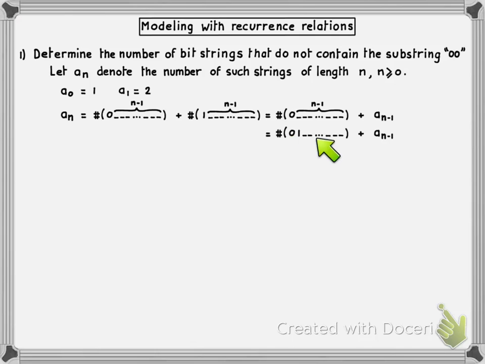And what is that number? It's the number of all strings that start with 0, 1 and then are followed by a substring of length what? Well, n minus 2, since we removed one more bit. And this substring may not contain a 00. Well, we don't know what this number is, but we have a name for it. That's a sub n minus 2.